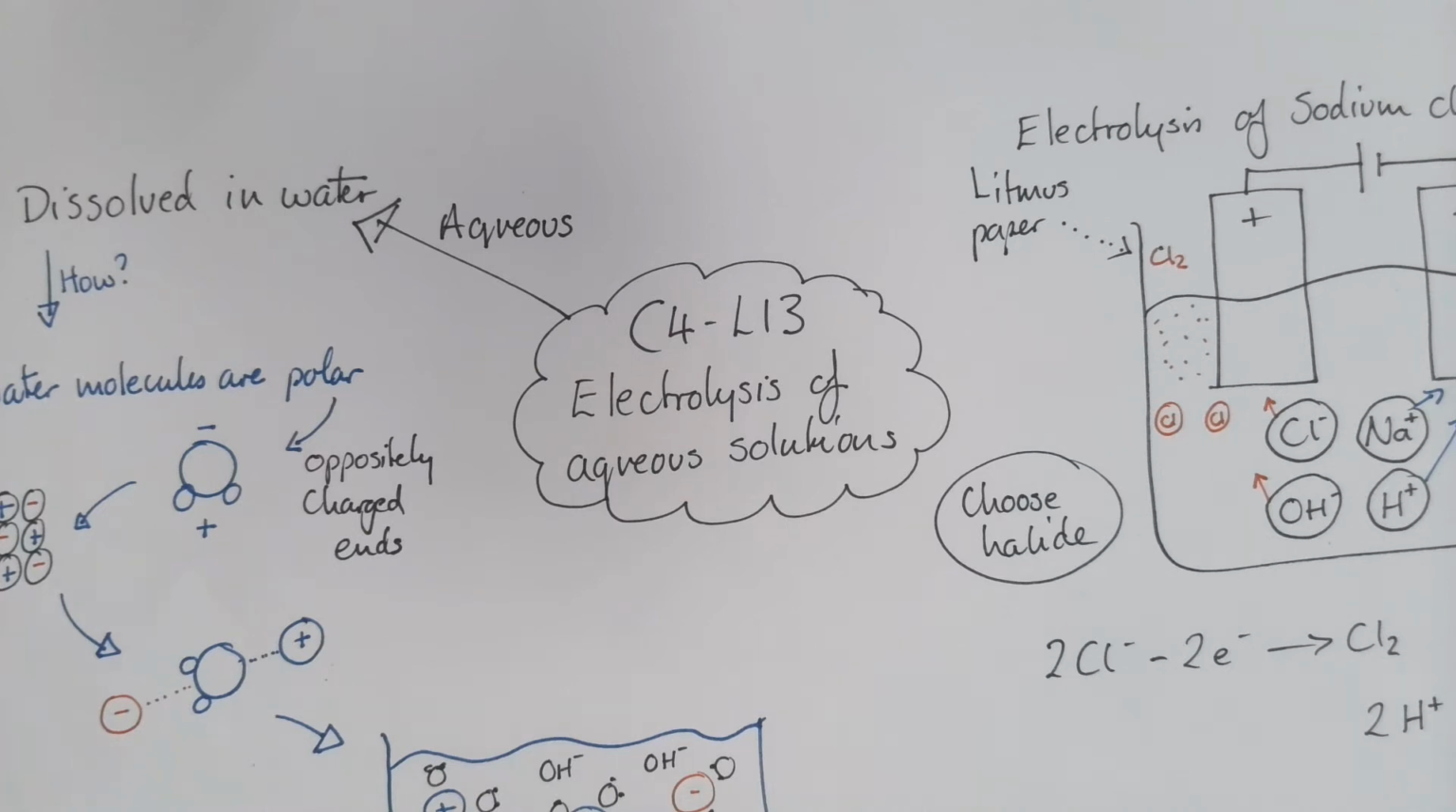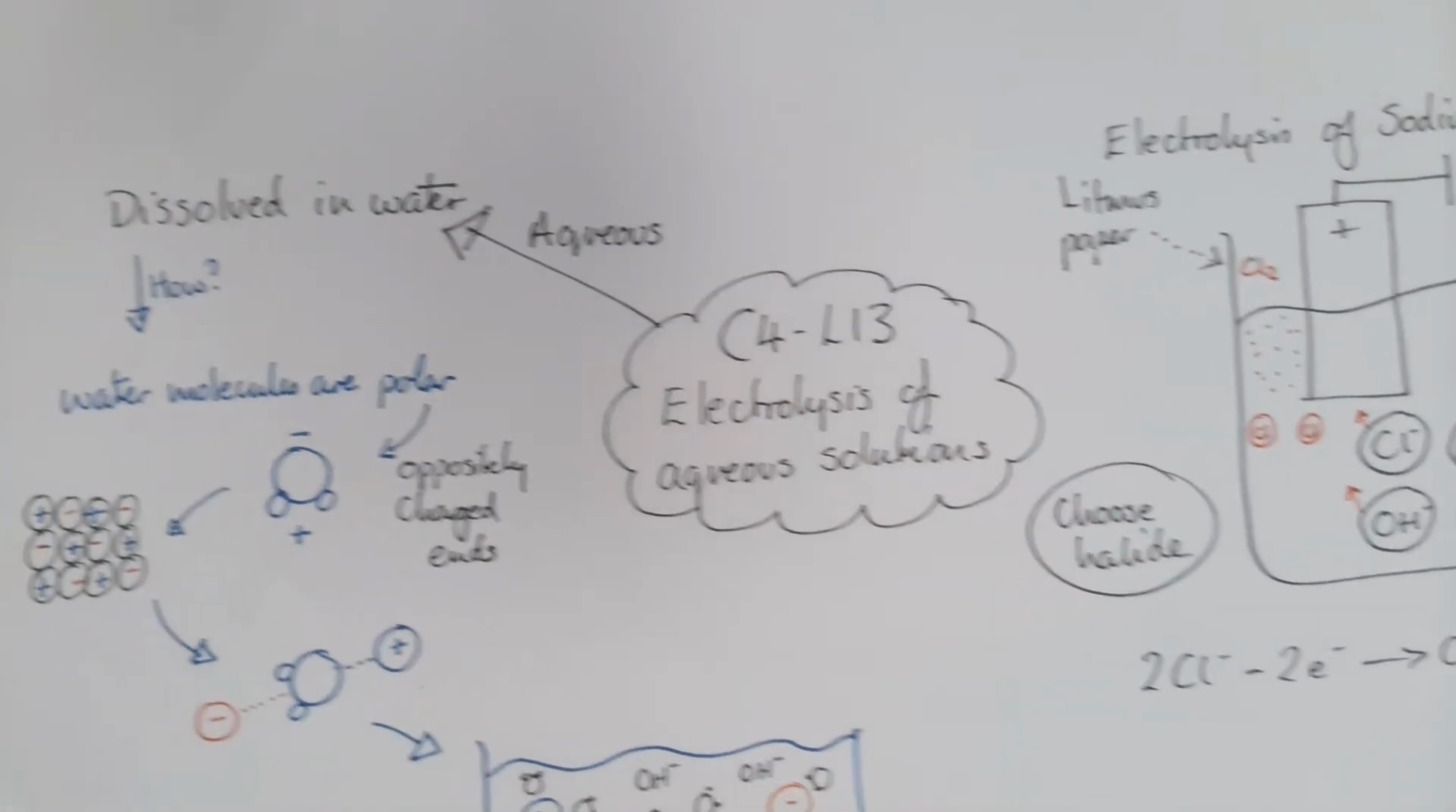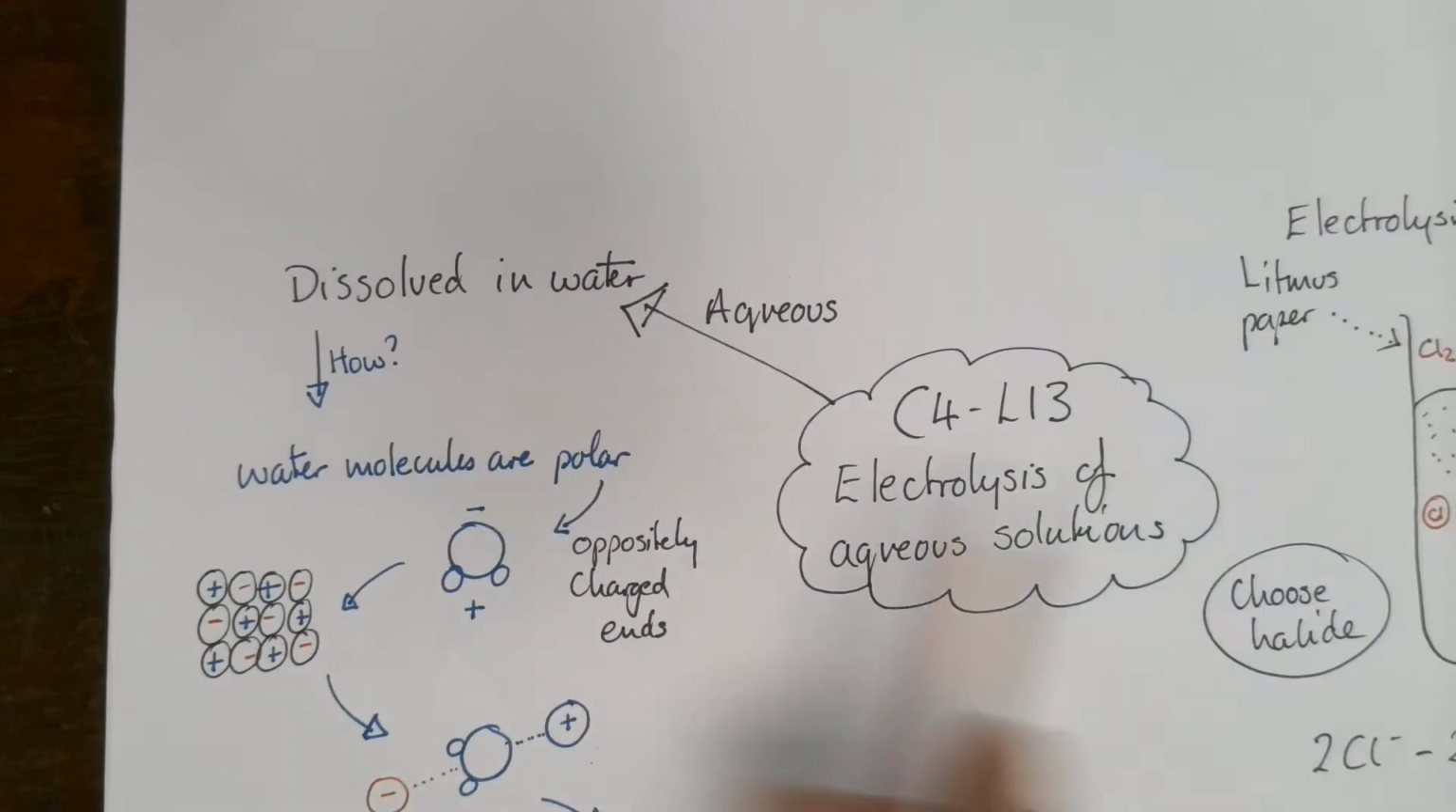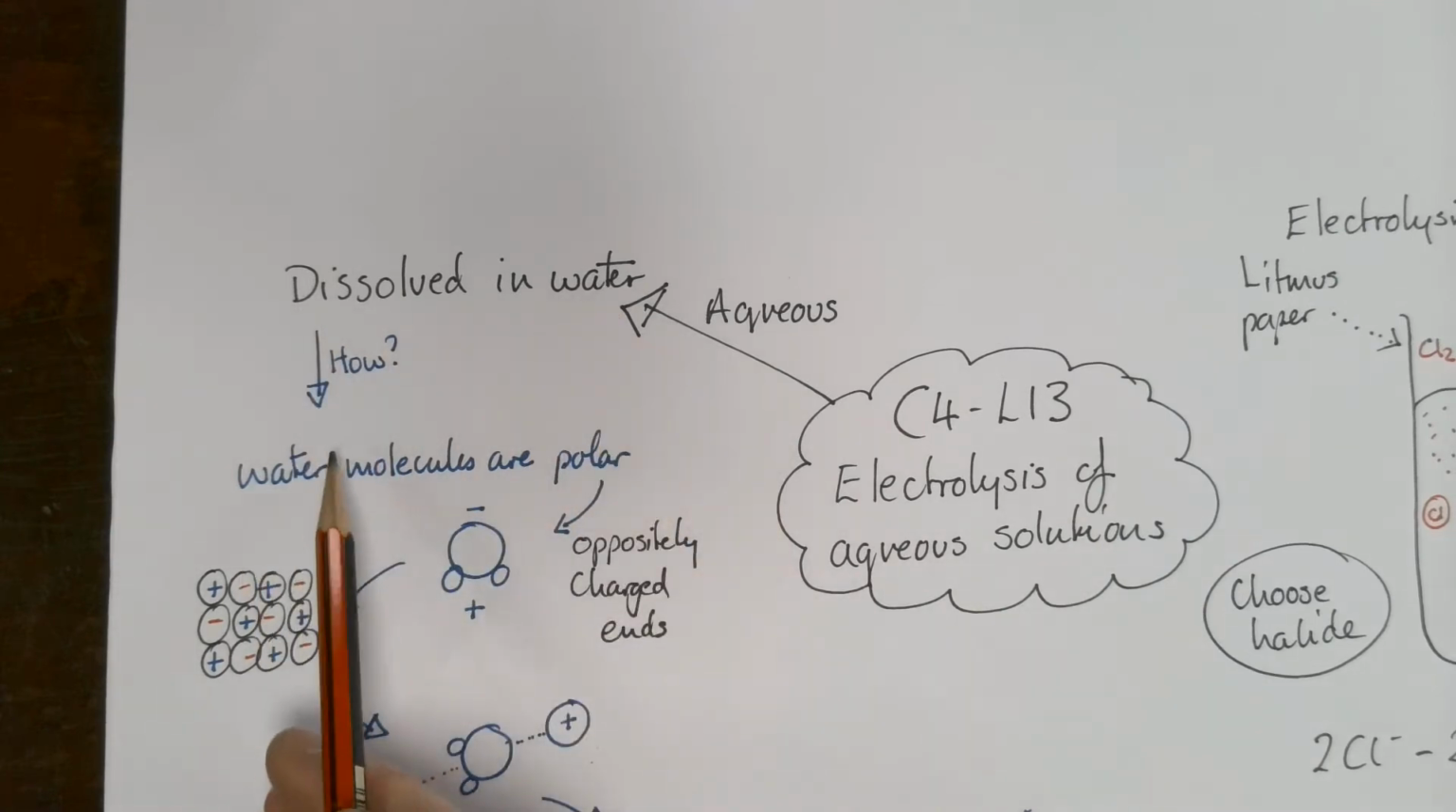Okay, here's your overview of the C4 topic, lesson 13, electrolysis of aqueous solutions. So first of all, what's an aqueous solution? This is where we have a substance dissolved into some water. So how does that happen?